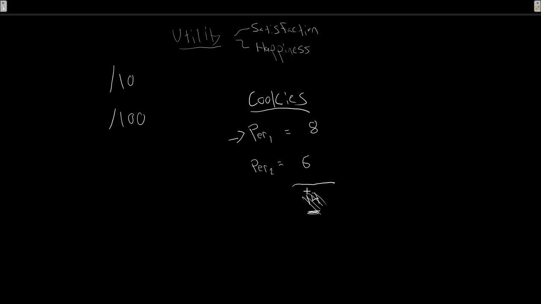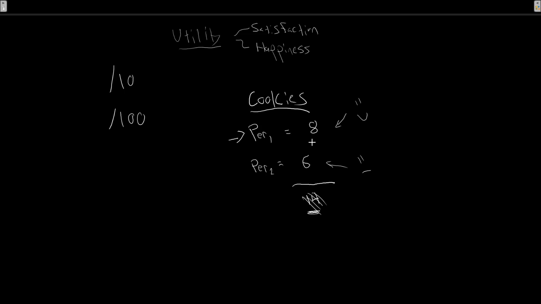What about, can we say that, hey, person one is getting more happiness, more satisfaction from this cookie than person two? Right? This guy here is happier than that guy. No, we can't really say that either, right? In this case here, this level of utility, this measurement of happiness or satisfaction, it's entirely individual.